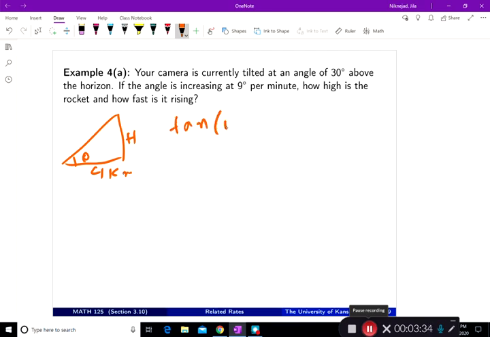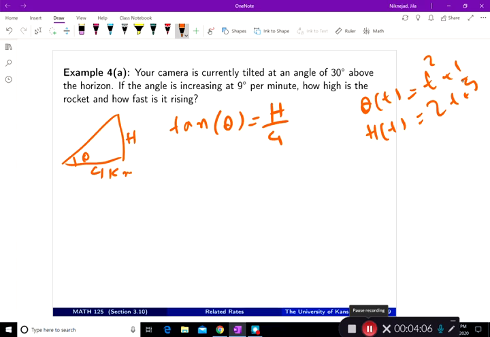Tangent of theta is equal to h divided by 4. Now let's take the implicit differentiation of both sides, remembering that theta and h are both changing with respect to time. That makes theta a function of t. I don't know what function of t it is, but it's a function of t, and so is h. This could be t squared plus 1, or 2t plus 5, and so on. I just don't know the rule of the function.